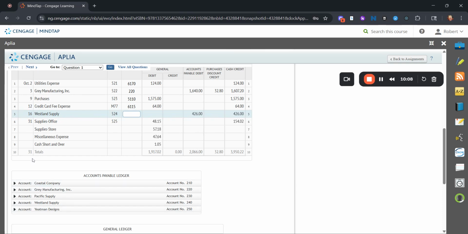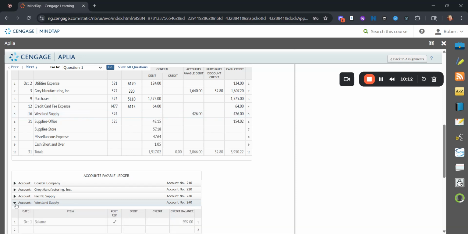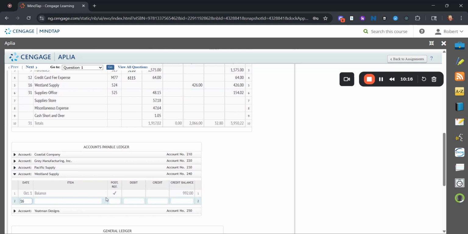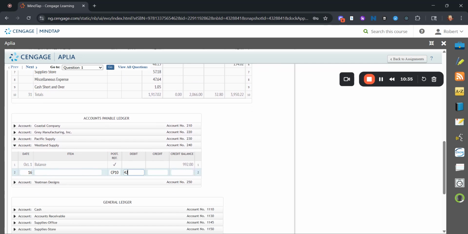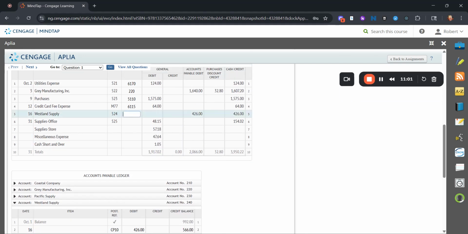I've got Westland Supply, just here in this top group. That's on the 16th. CP10. Accounts payable debit of 426, so a debit of 426. So the account had a credit balance, so now I've got a debit entry, so we subtract this time. So 992 minus 426, 566. Then the account number 240 onto the journal.